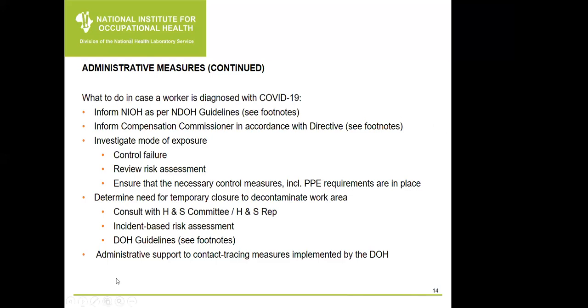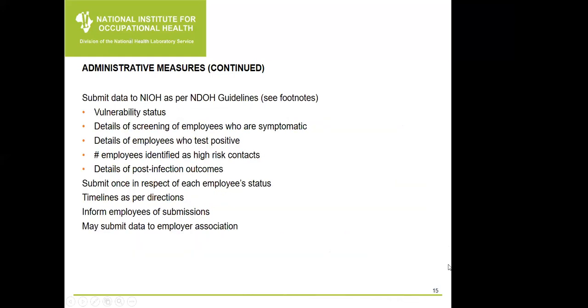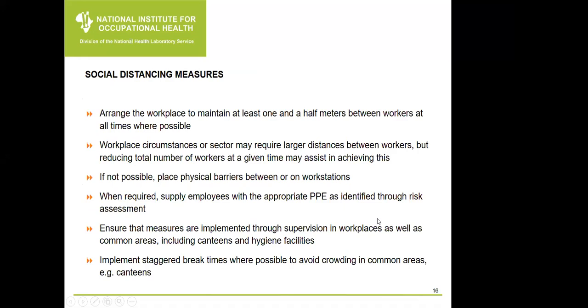So this is specifically if there's a person diagnosed with COVID-19 in the workplace, and all of this will be based on the risk at that moment. Was there high risk exposure or more low risk exposure due to that person? So all of that needs to be considered. So it's a case-by-case situation. Still under the administrative measures, the duties of the employer are to submit the data that is required as per the timelines specified in the directions, and to inform employees of the submission of the data.